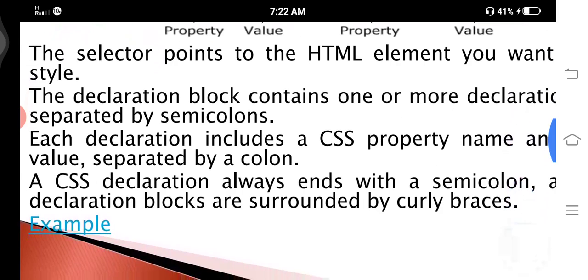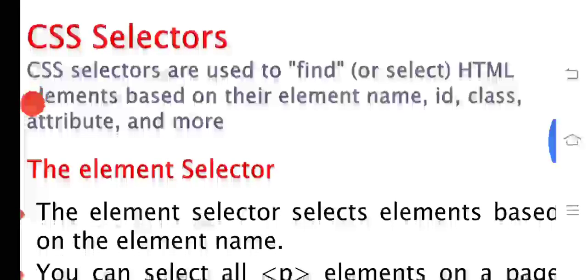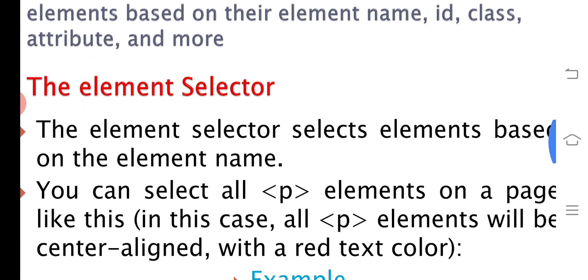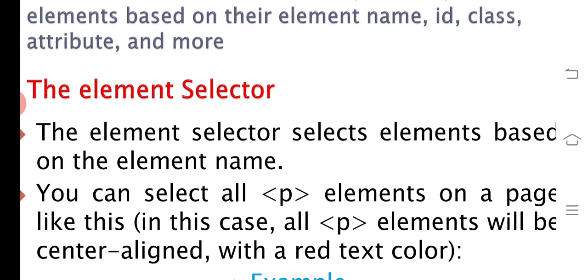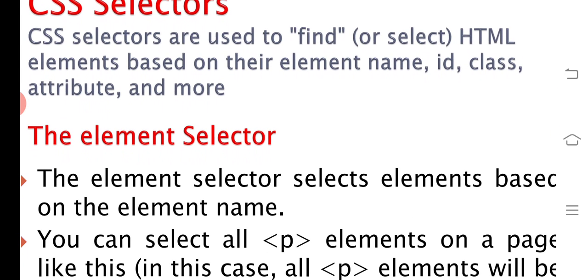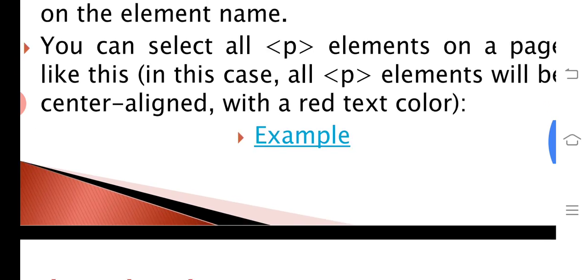Then afterwards, the CSS selector. With a CSS selector, you can select all elements within the open tag and close tag of the page. In this case, all P elements will be center aligned with red text color. It is one of the selectors. CSS selectors are used to find HTML elements based on their element name, ID, class, attribute and more. It is one of the important ones.